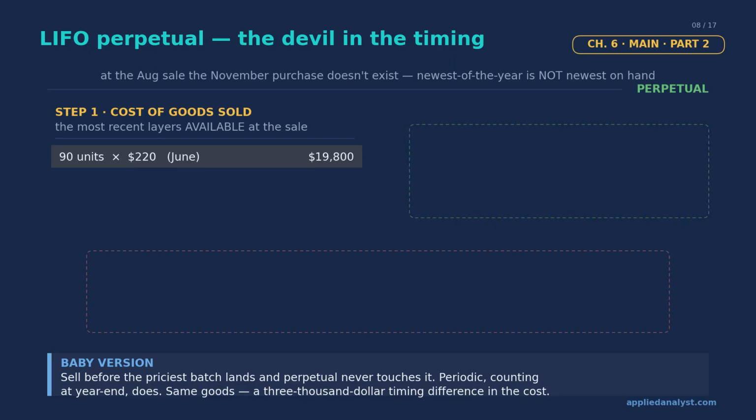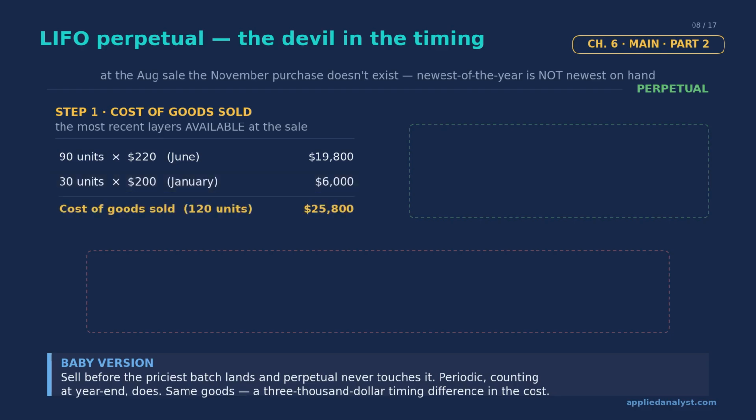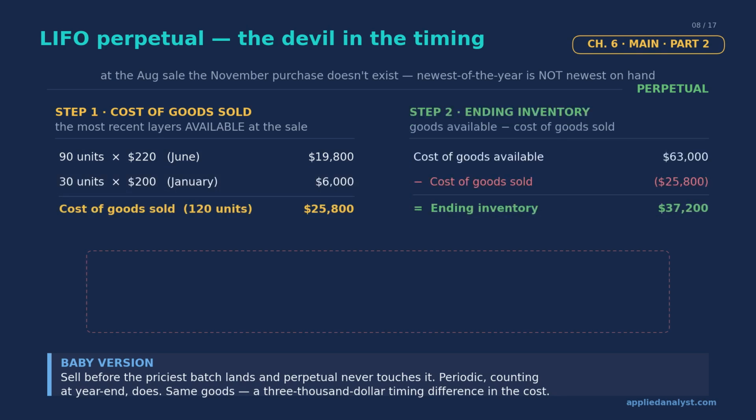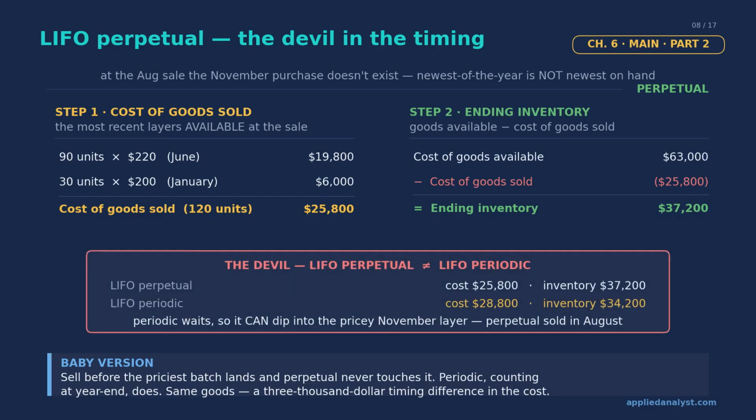$19,800. Then we dip into January, 30 units at $200, that's $6,000. Cost of goods sold, $25,800. Ending inventory, $63,000 minus the $25,800, which leaves $37,200. Now the devil. Back in Part 1, LIFO periodic gave cost of goods sold of $28,800 and ending inventory of $34,200. Perpetual gives $25,800 of cost and $37,200 on the shelf.